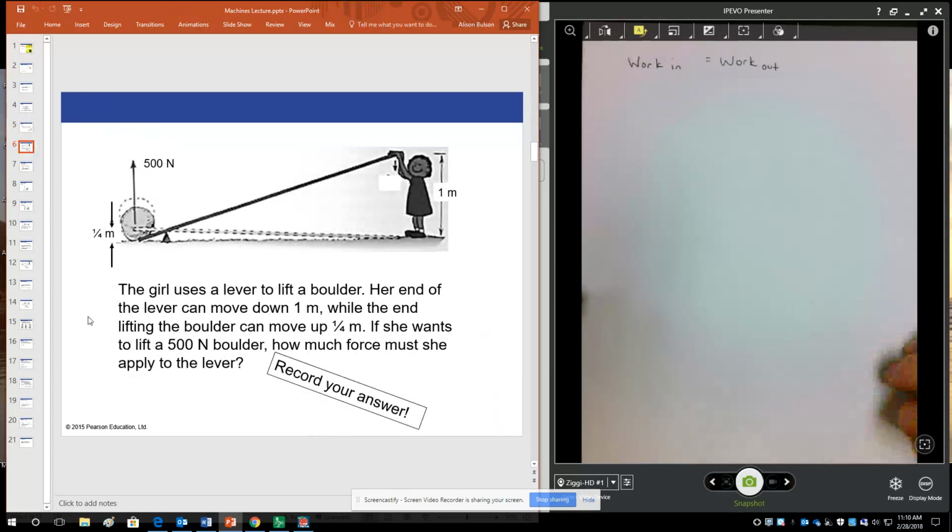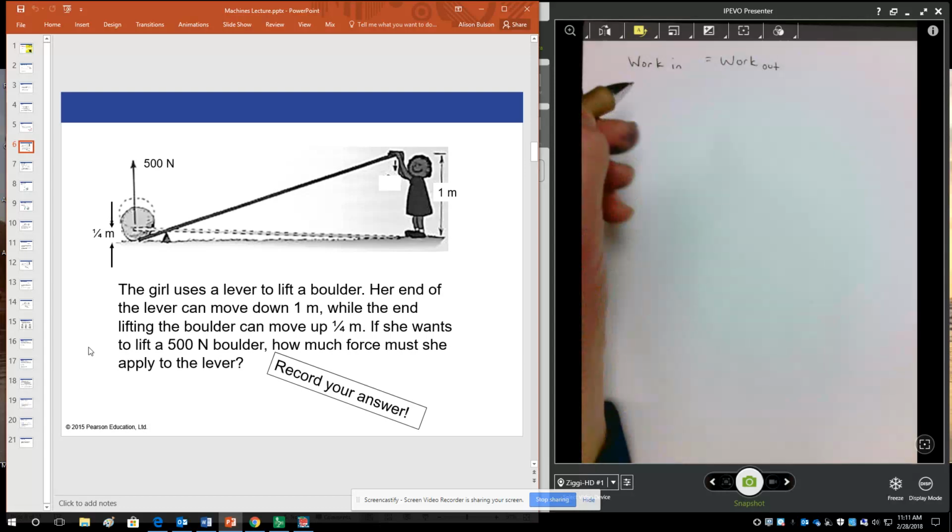Here's a numerical example. So we have a girl using a lever to lift a boulder. On her end of the lever, so this is the input side of the lever where she is pushing, she can push the lever down a distance of 1 meter. On the output side of the lever, she's lifting a rock or a boulder, and when she pushes down 1 meter, the rock can lift 1/4 of a meter. She wants to lift a 500 Newton boulder. How much force should she apply?